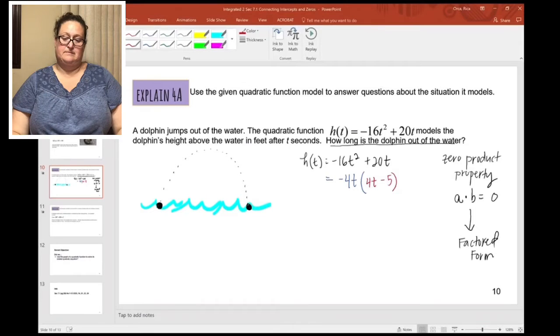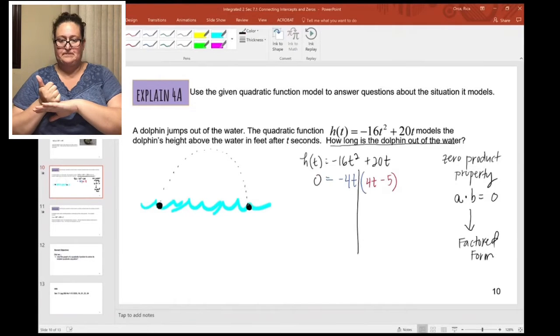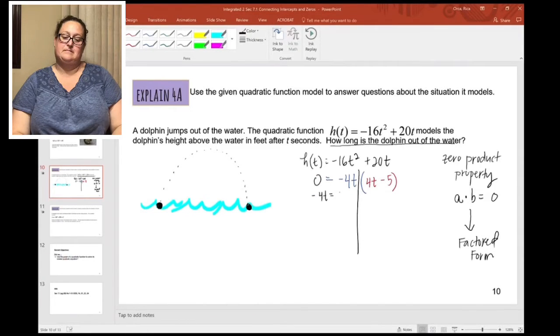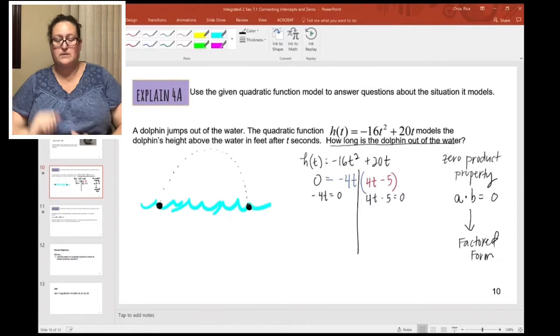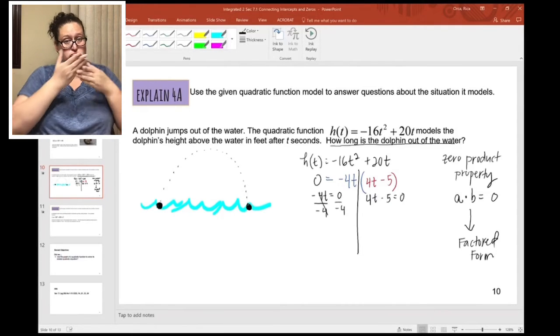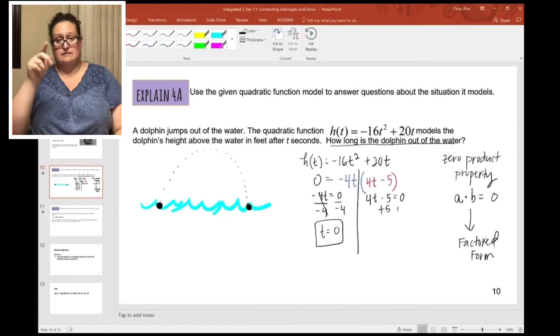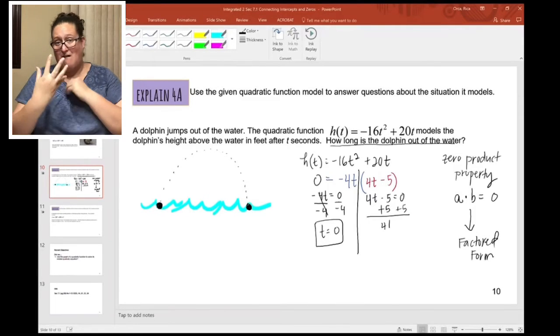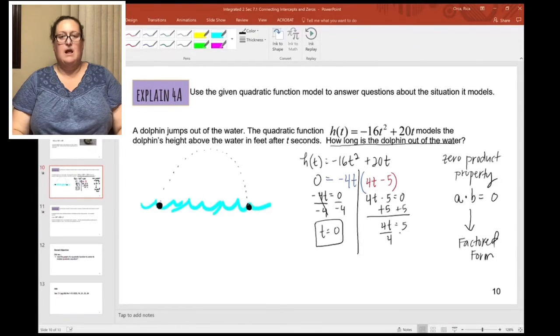Now that our function is in factored form, let's set each factor equal to 0. So that's negative 4t equals 0, and 4t minus 5 equals 0. Let's solve for t. In the first equation, all we need to do is divide by negative 4. 0 divided by negative 4 is 0. In our second equation, we want to add 5 to both sides, which gives us 4t equals 5. Now let's divide both sides by 4. t equals 5/4.